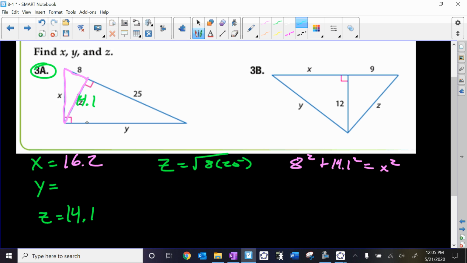Likewise, you can do the same thing to solve for y. Now you're going to focus on the medium-sized triangle. You don't really have to, but I think it's easier than focusing on the whole thing. Now y is the hypotenuse, where 14.1 and 25 are your legs. So you'd have 14.1 squared plus 25 squared equaling y squared. And this will get you a total of 28.7 for y.